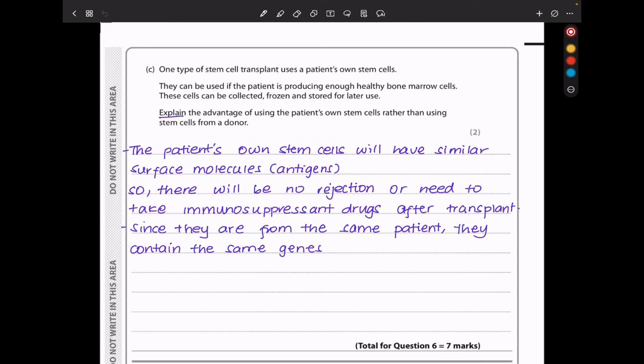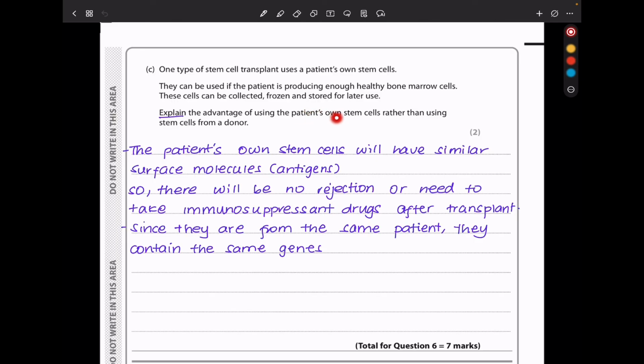In part C, they say, one type of stem cell transplant uses a patient's own stem cells. They can be used if the patient is producing enough healthy bone marrow cells. These cells can be collected, frozen, and stored for later use. Explain the advantage of using a patient's own stem cells rather than using stem cells from a donor.